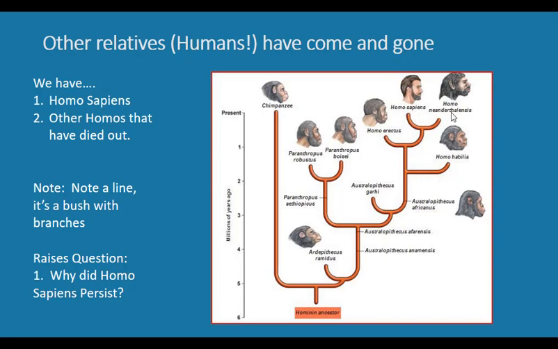But you can see here, Homo sapiens and Homo neanderthalensis existed at the same time, and there's some evidence that there was some interbreeding among them, in that if you look at some of our DNA, there's traces of Homo neanderthalensis in there as well. But this raises a question when you look at these other lines that died out. Why did Homo sapiens persist?